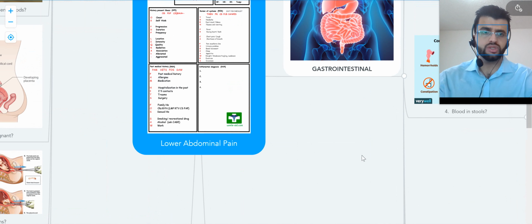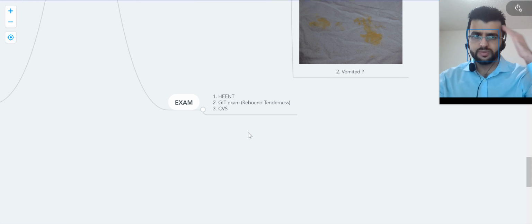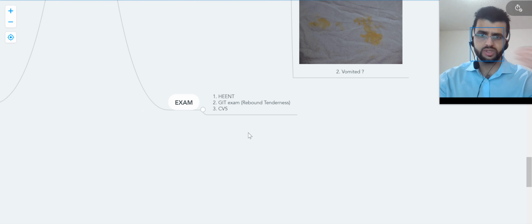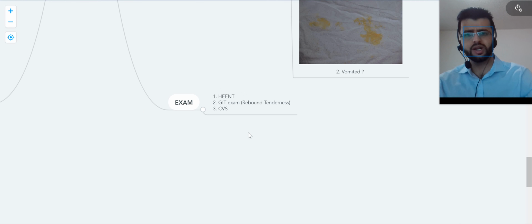And the differentials are based on whether it's right upper quadrant, left upper quadrant, right lower quadrant, or left lower quadrant. We'll discuss it in the next videos in detail, but this is general, they're just presenting with lower abdominal pain. It's something just to guide your thinking. After that we do physical exam, head, ear, eye, nose, throat exam, and then we do gastrointestinal exam. We do rebound tenderness for peritonitis, that's an important thing, and then we do cardiovascular exam.